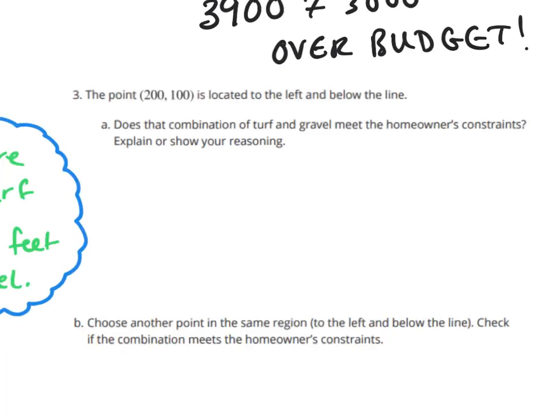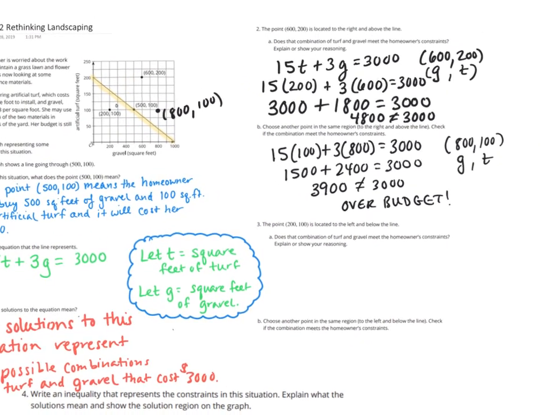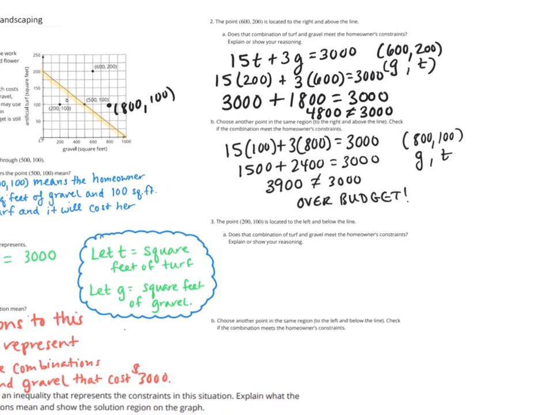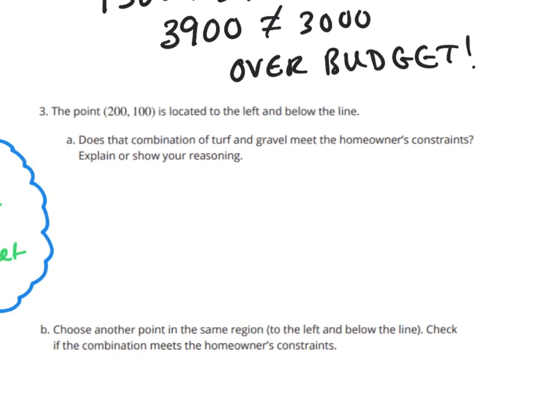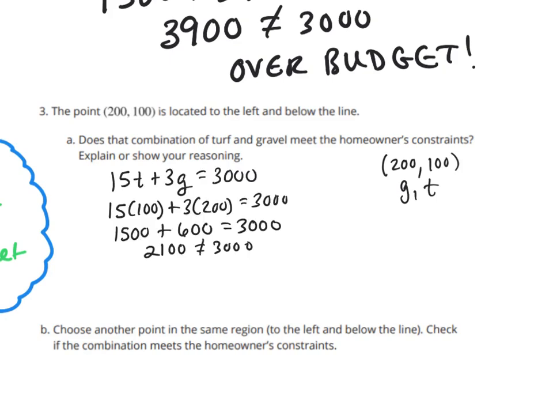The point 200 and 100 is located to the left and below the line. So we're looking at a different part of the graph here. Okay, does that combination of turf and gravel meet the homeowner's constraints? Okay, we're going to do the same thing here. We're just going to plug in 200 and 100 and see what happens. So this time we're not equal to 3,000. However, it is less than 3,000. So this amount would be okay because it's under budget.